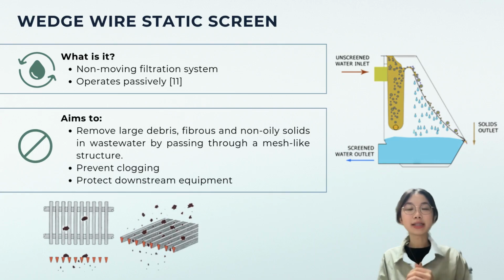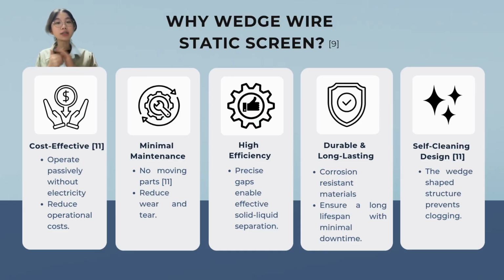Once collected, the first step in treatment is removing large debris. Wastewater static screen filters out fiber, solids, and non-oily waste. This prevents clogging and protects downstream equipment. Why do we use it? It is cost-effective, operates without electricity, and needs little maintenance. It is also durable due to corrosion-resistant material, and is highly efficient with precise filtration. And last, the self-cleaning wedge-shaped design can prevent clogging.